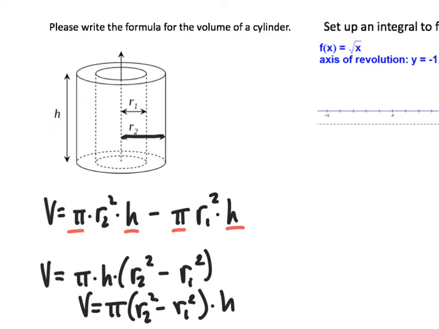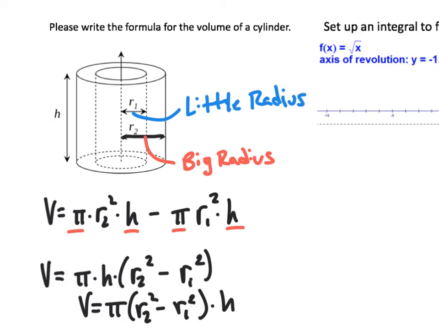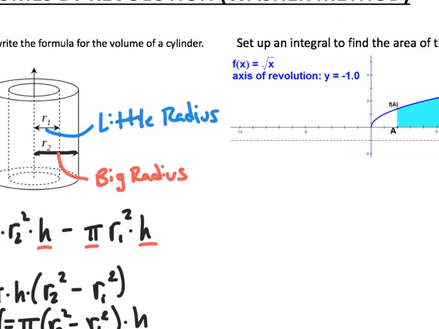Now I do want to show you guys something. R sub 2, this is our big radius. Okay, this is our big radius. And then r sub 1, this is our little radius. And it's important that we understand that, because we're going to have to use that terminology later. But let's go ahead and move on from here.